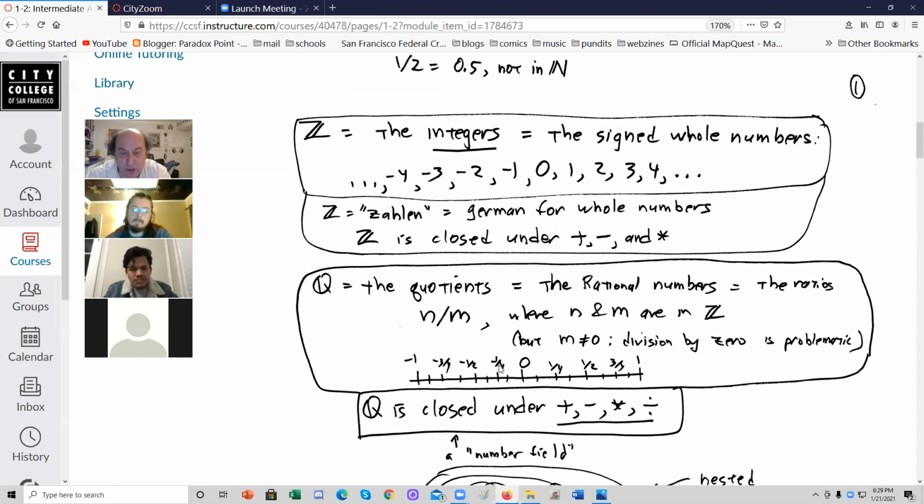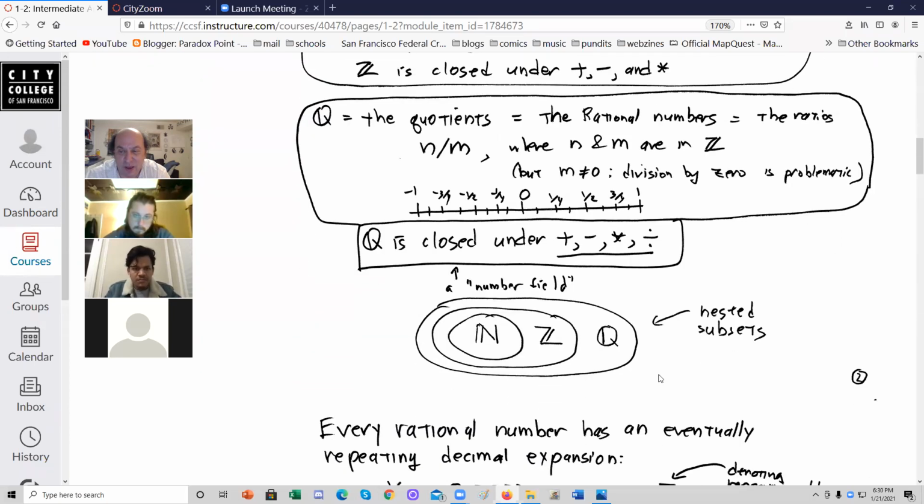Q, the quotients, is closed under plus, minus, times, and divide. This is known as a number field. It seems to have a certain kind of completeness. And okay, it seemed to be good enough to work. So okay, here's what we have. The counting numbers are a subset of Z, the integers, which is a subset of Q, the quotients. All right. And as you expand it, you get more kinds of numbers, but there's more crowding, and in some sense, fewer rules.